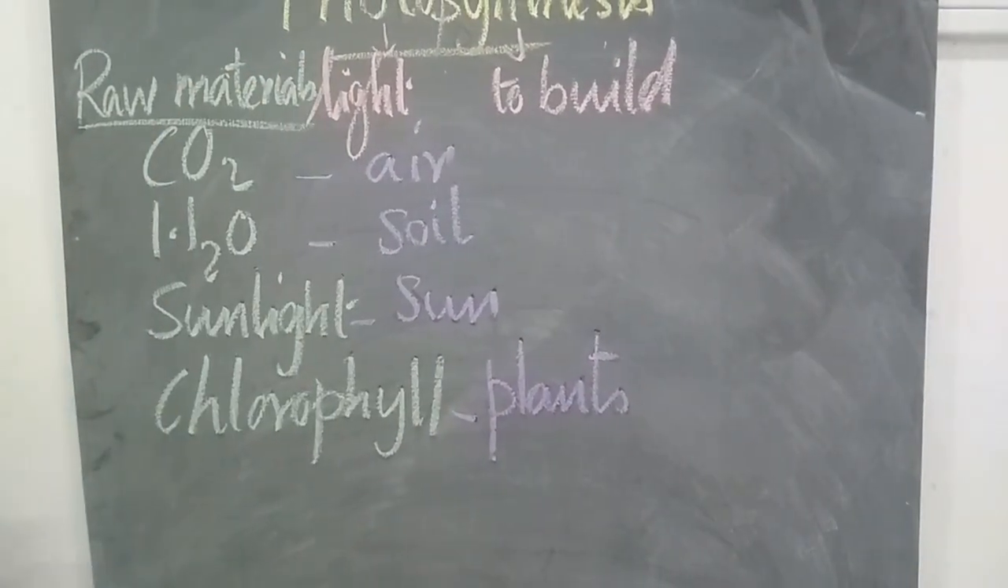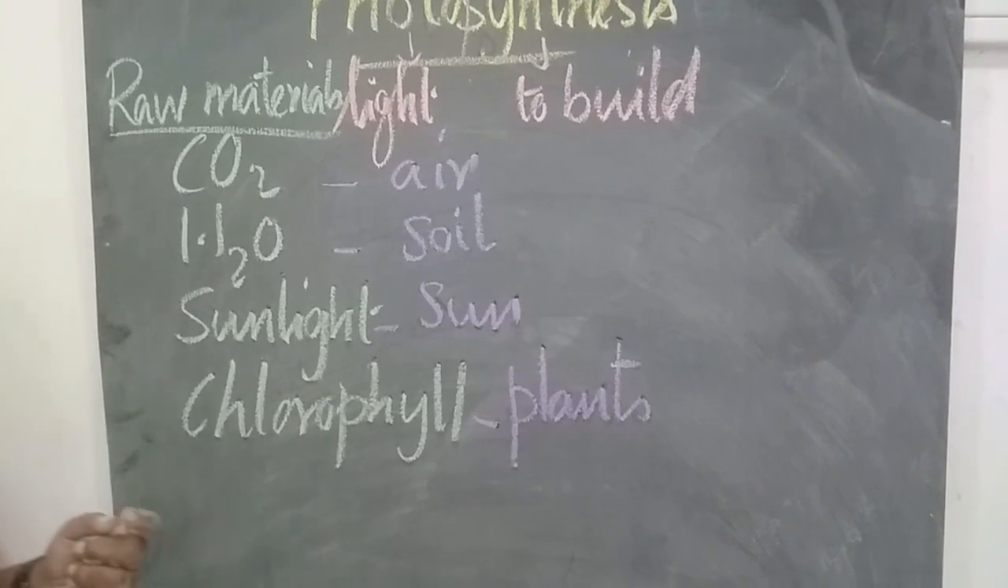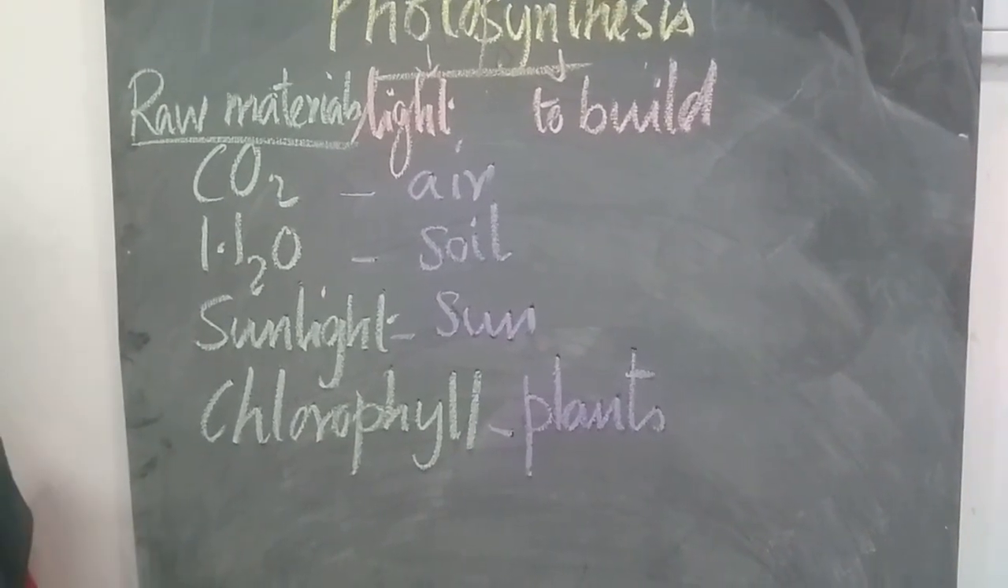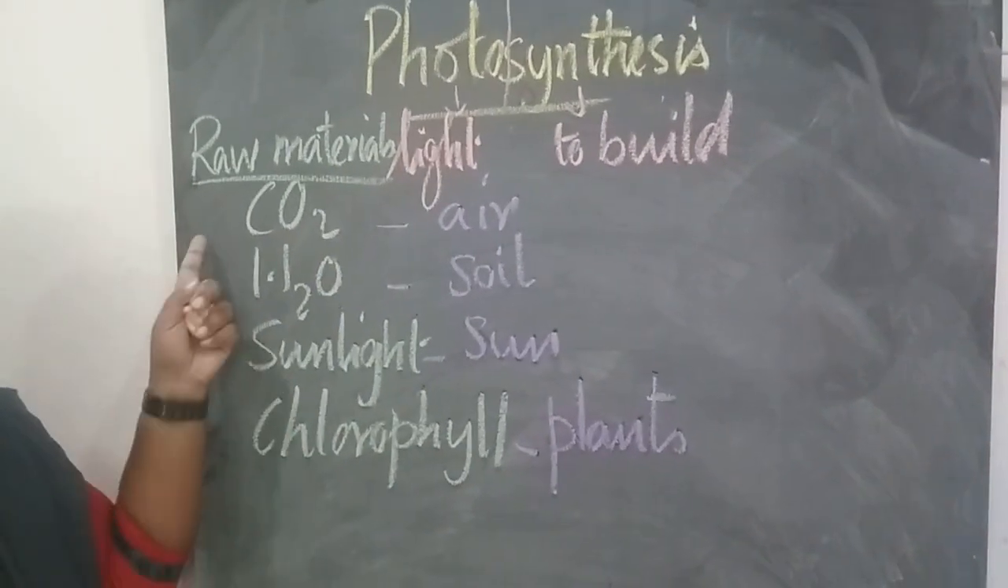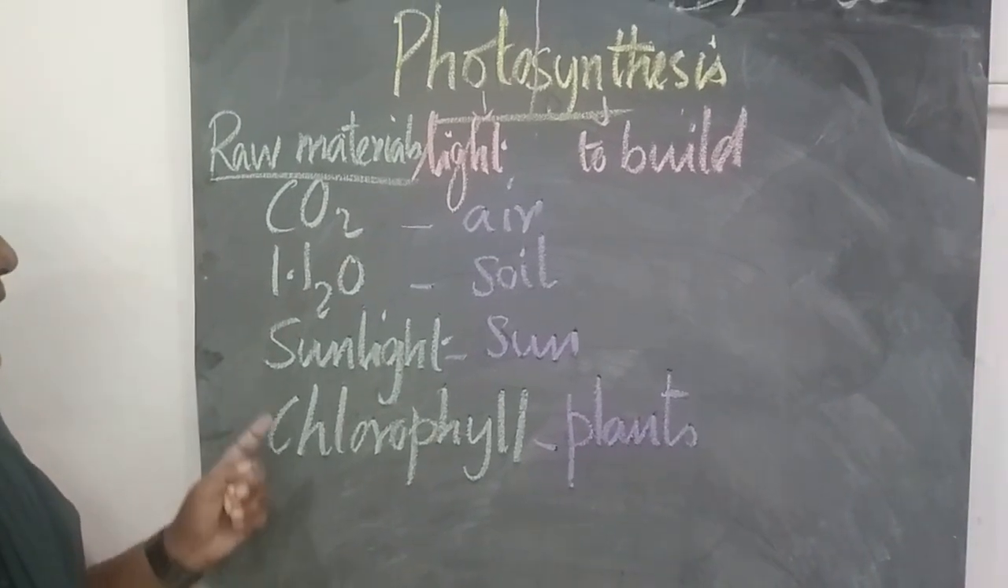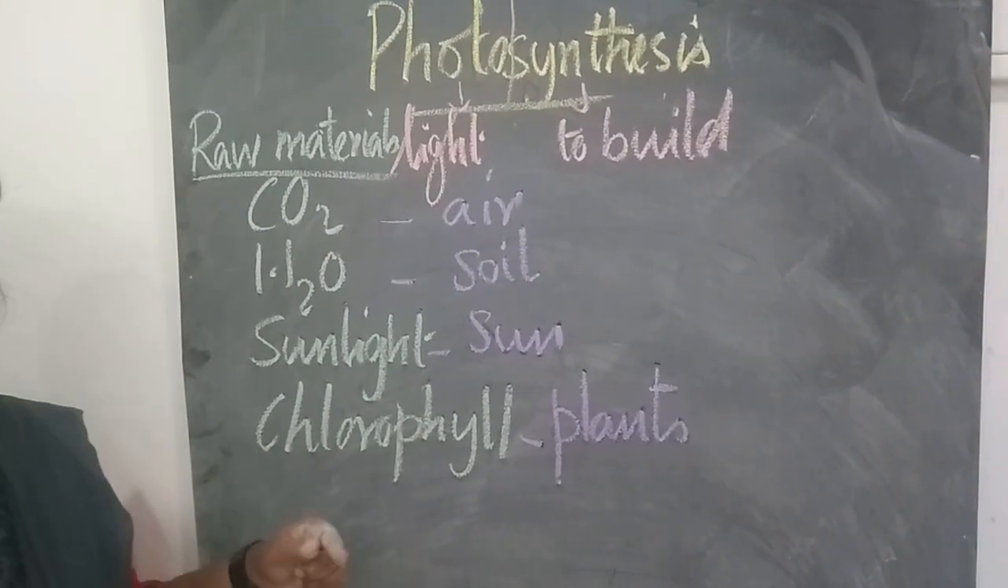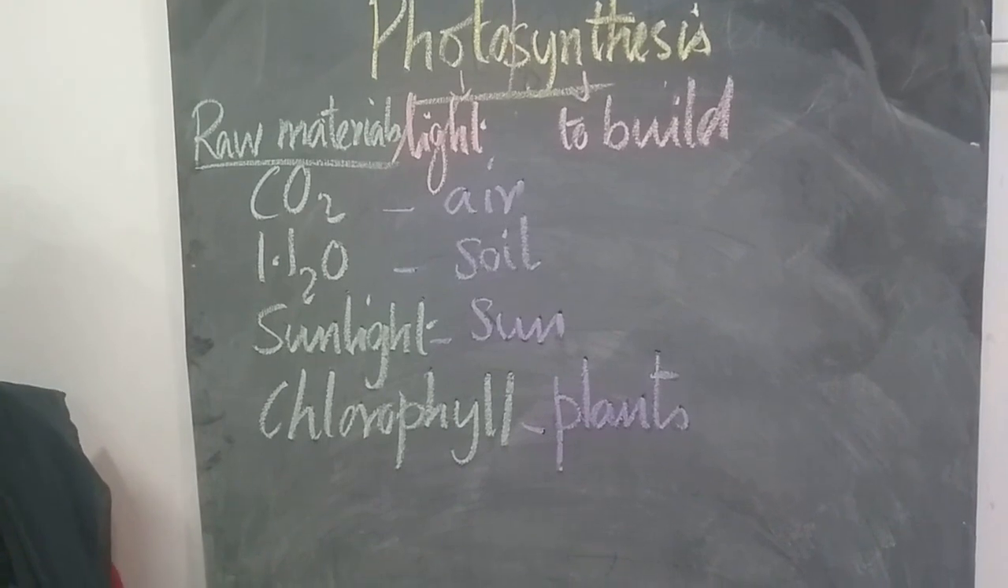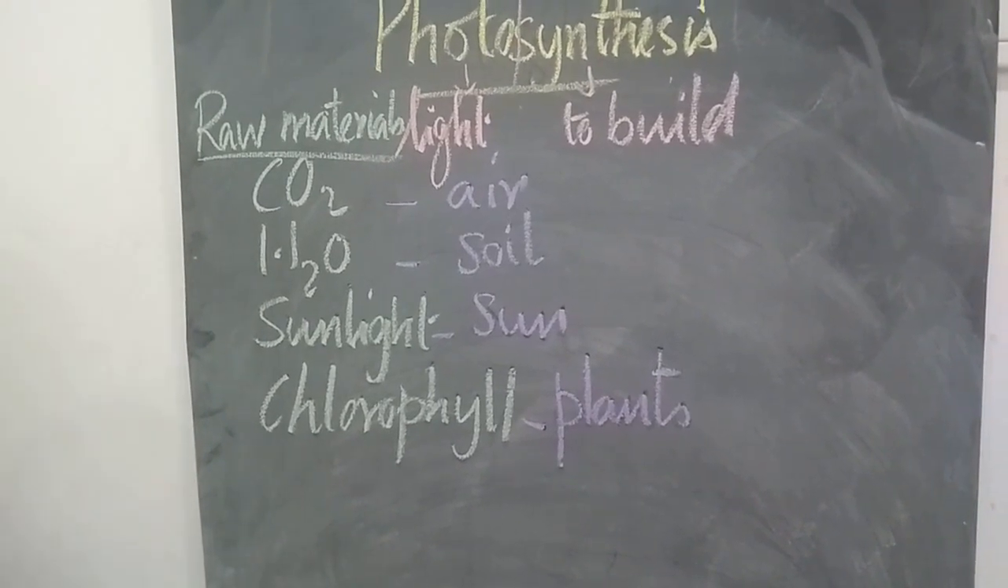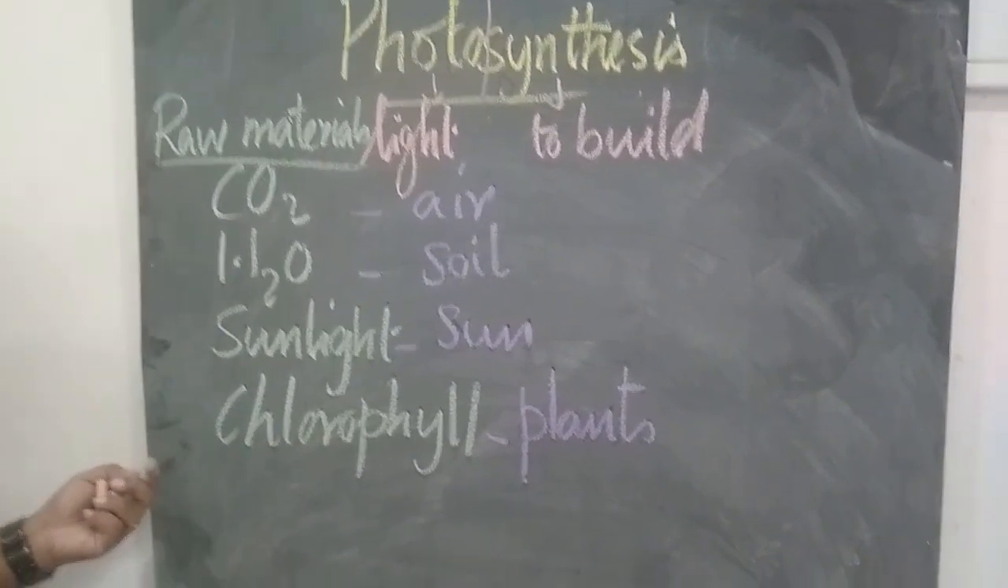So photosynthesis means what? The green plants prepare their own food materials with the help of carbon dioxide, water, sunlight and chlorophyll. Here oxygen is evolved as a byproduct. So here we can see the equation for photosynthesis.